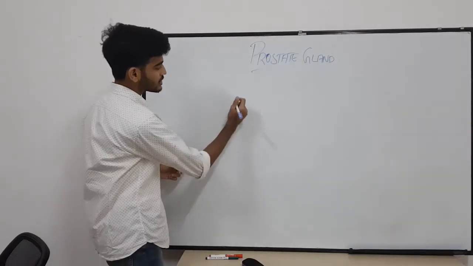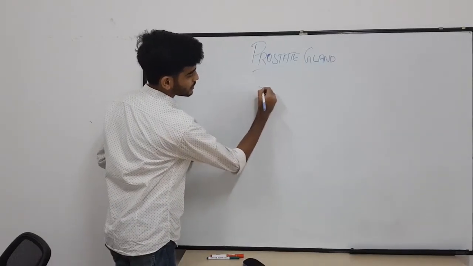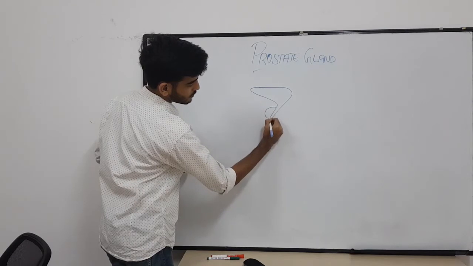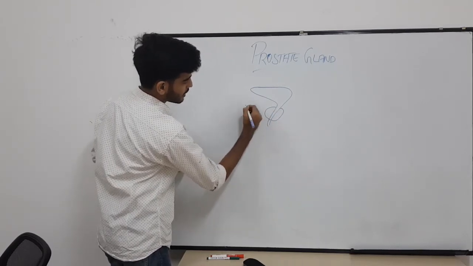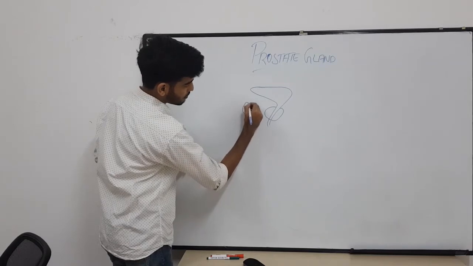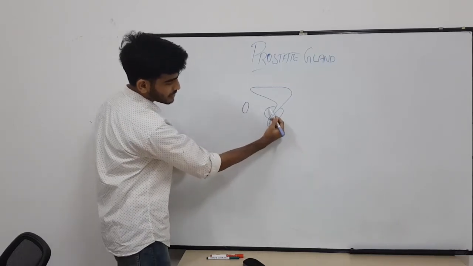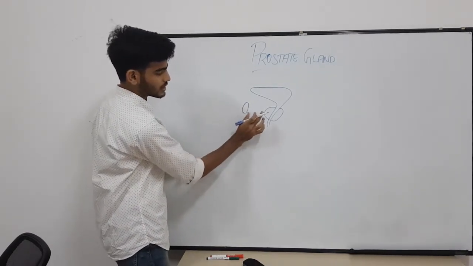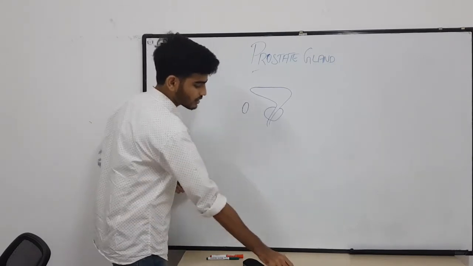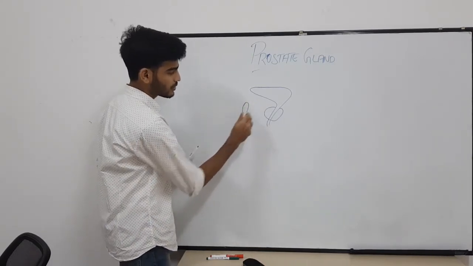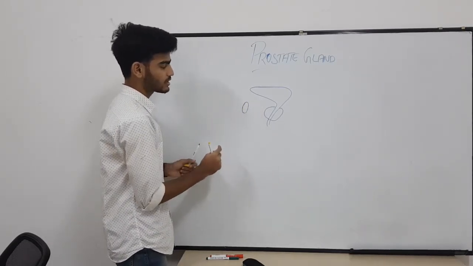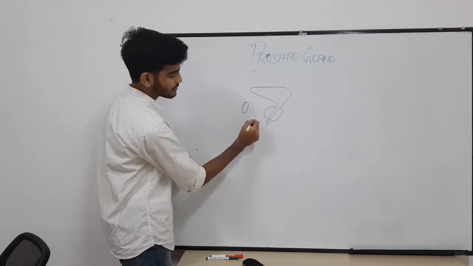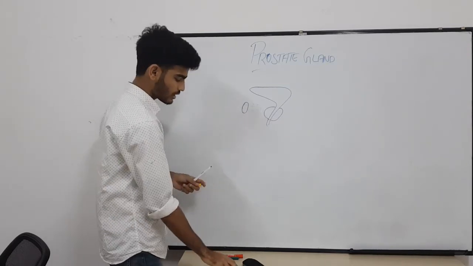Now we will see the sagittal section of the male pelvis. This is the urinary bladder, and here we have the prostate, and this is the pubic symphysis, and this is the anterior surface. It is narrow and convex, and it is related to the pubic symphysis. That is, it is 2 cm behind the pubic symphysis, and they are separated by the retropubic space, filled with extraperitoneal fat. So here we have extraperitoneal fat. This space is otherwise called the space of Retzius.